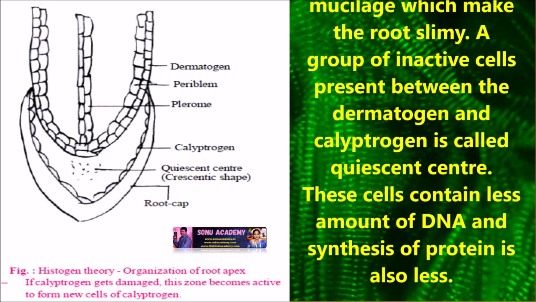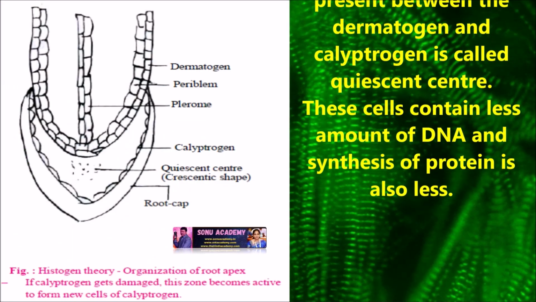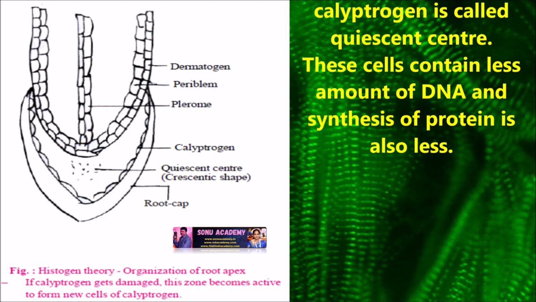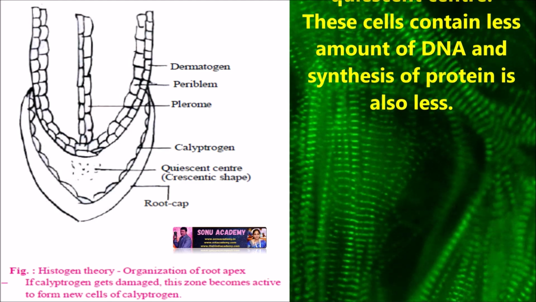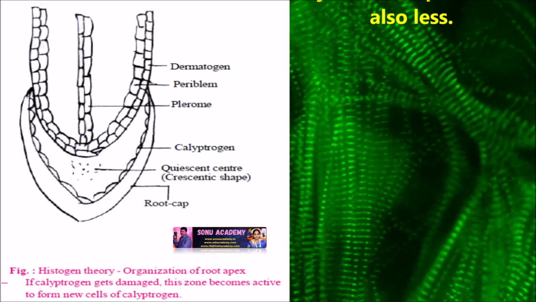A group of inactive cells present between the dermatogen and calyptrogen is called the quiescent center. These cells contain less DNA, and synthesis of protein is also less.